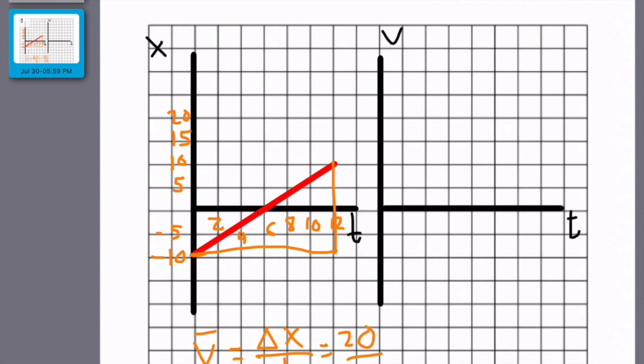Okay, so that ends up being 10 over 6, 1.6 bar meters per second, because this is meters, this is seconds. So if this is 1 and this is 2, this would be a constant velocity. It would look something like that over those 12 seconds. Got to get rid of that stuff, okay?